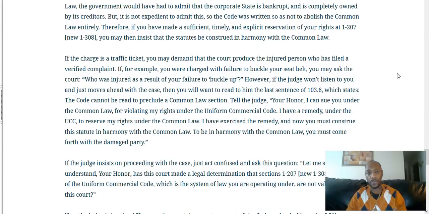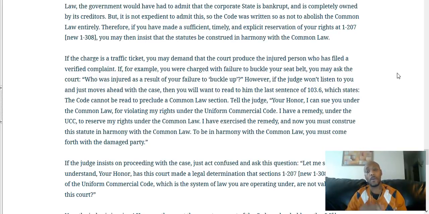For example, you were charged with failure to buckle up your seatbelt. You may ask the court who was injured as a result of your failure to buckle up. However, if the judge won't listen to you and just moves ahead with the case, then you will want to read to him the last sentence of UCC 1-103.6, which states the code cannot be read to preclude a common law section.